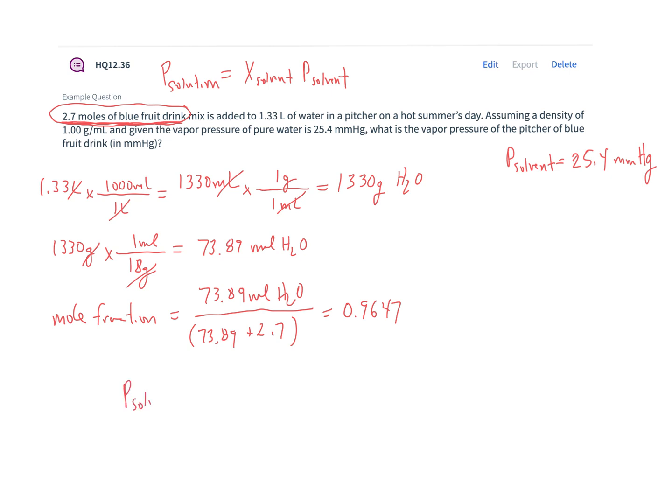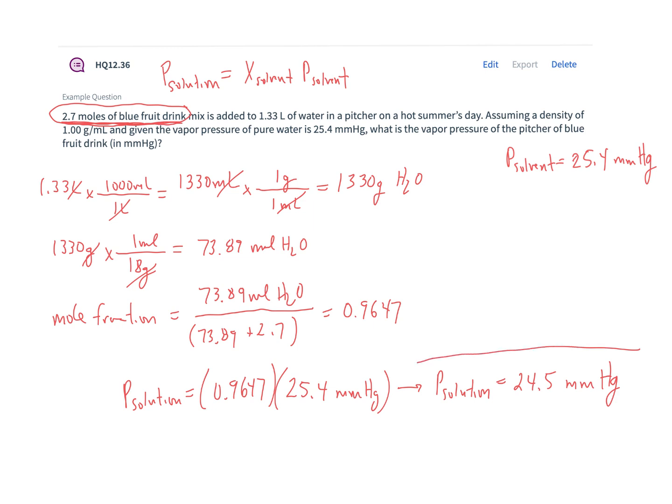So the vapor pressure of the solution equals my mole fraction, 0.9647, times the initial vapor pressure of the solvent. So that was the 25.4 millimeters of mercury. I multiply, and I'm able to find that the vapor pressure of the solution, again, is lower than my initial vapor pressure. The vapor pressure of my solution ends up being approximately 24.5 millimeters of mercury.